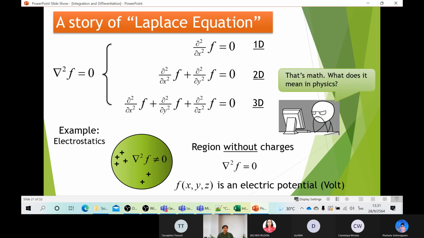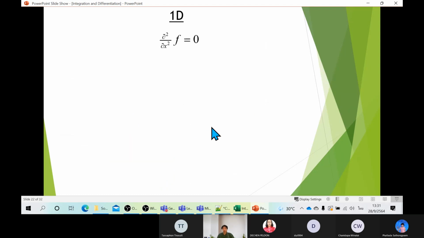Now, that's math, okay? It's all mathematics. What does it mean in physics? When I say something like this, when I say the second order derivative of f and so forth, it's just the mathematics. What does it mean in physics when we do something like this? So let's find out what it means. In one dimension, we have this Laplace equation like so. On the left is the second derivative of f. On the right, it's just 0.